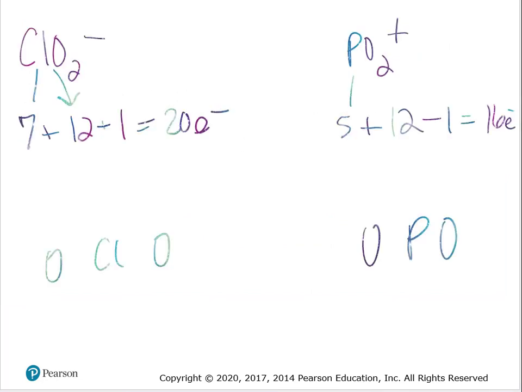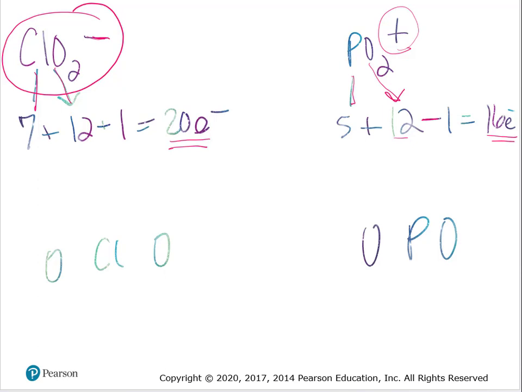Let's look at ClO2 with a -1 charge first. I did my electron count, 7 from the chlorine plus 6 times 2 is 12, plus 1 because it's a -1 charge, so 20 electrons for this compound. P is 5 electrons, 2 oxygens would be 12, and this is a +1 charge, so I have to subtract an electron, so we got 16 electrons for this compound. My central atom here is chlorine. My central atom here is P. Let's start with putting in our electrons.